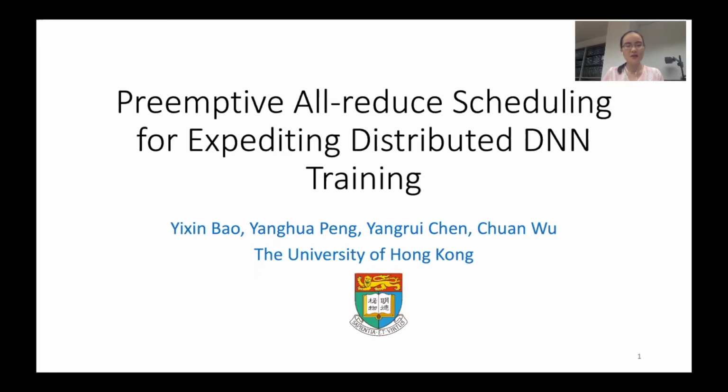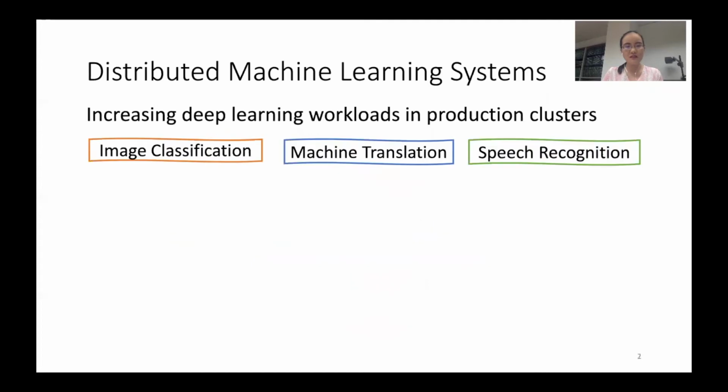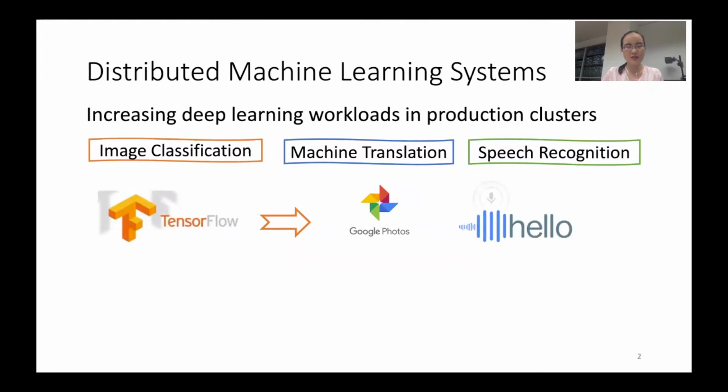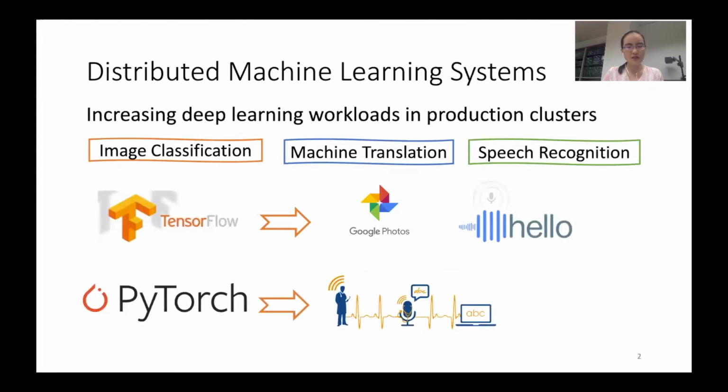Today, I'm going to present our work, Preemptive or Reduced Scheduling for Expediting Distributed DNN Training. Recently, deep learning workloads keep increasing in production clusters to support AI platforms and AI-driven services, including image classification, machine translation, and speech recognition. For example, Google used TensorFlow to support Google Photos and Google Speech. Facebook used PyTorch for speech recognition and online advertising.